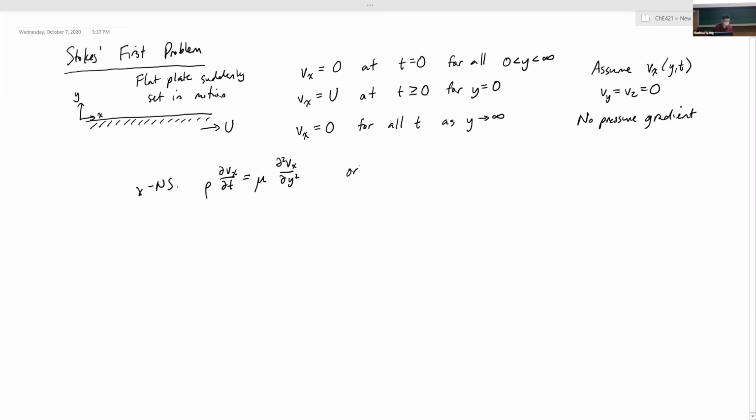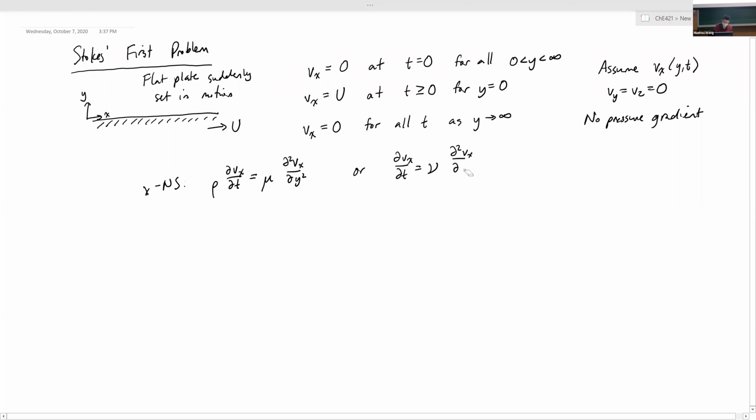We typically simplify this equation even further by just combining our mu and rho into a kinematic viscosity. And we have an equation that looks like this. Okay. Let me write that better, sorry.